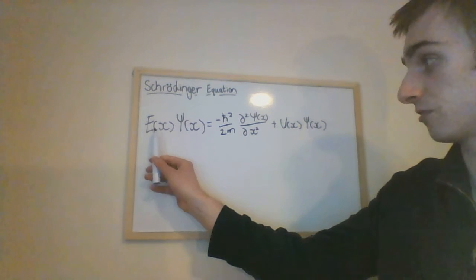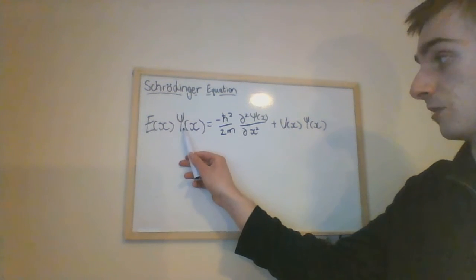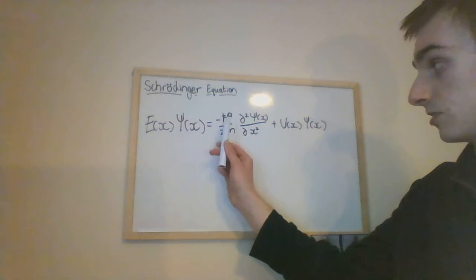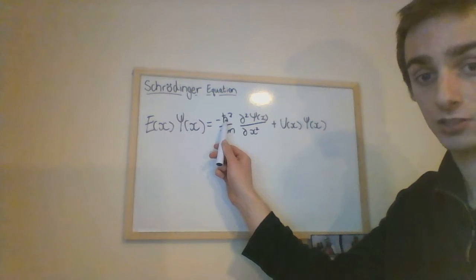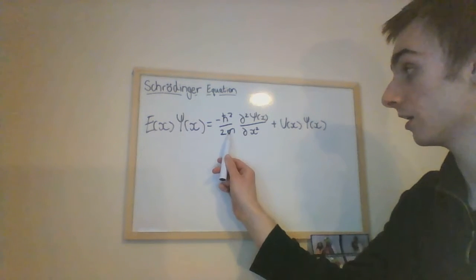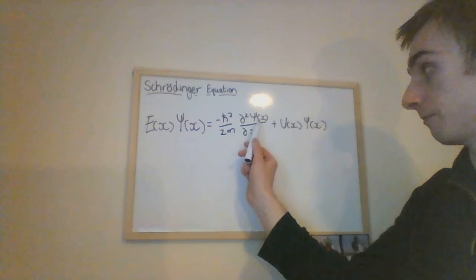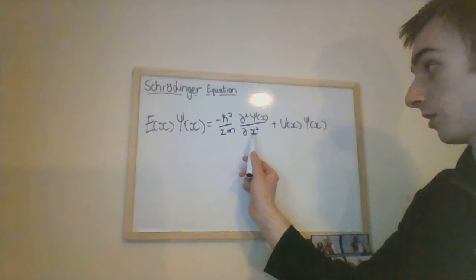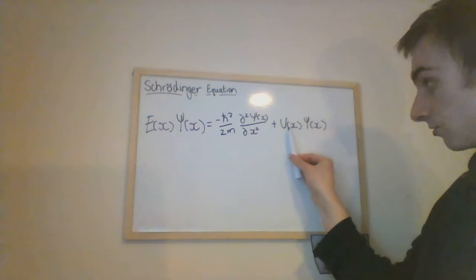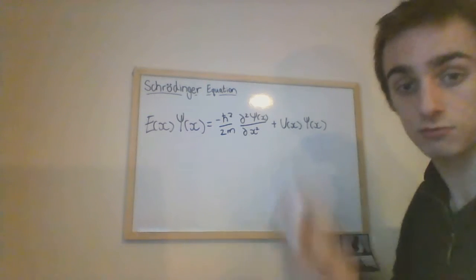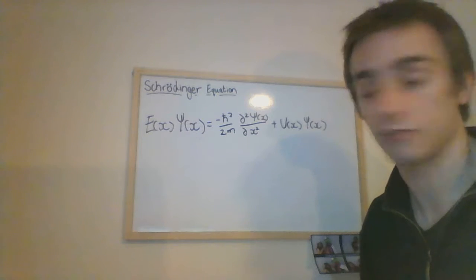So this term here is for energy. This term is the wave function. This is h bar, which is the modified Planck's constant over 2 pi. This is mass. This is the wave function differentiated twice with respect to x. This is a term for potential, and this is our wave function again.